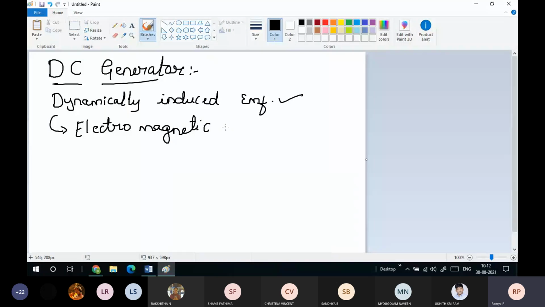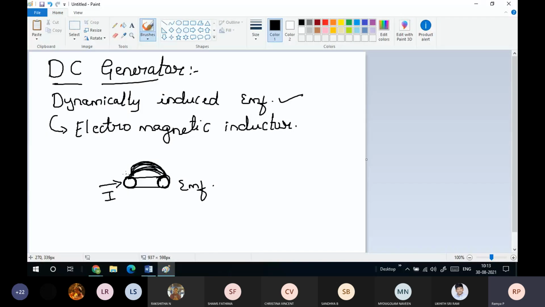Electromagnetic induction means, I will just take a small example. I take one coil, and this coil is given some energy. I pass the current. As soon as I pass the current, what happens? The magnetic flux lines will be there, and the EMF will be induced because of this conductor carrying a current and the magnetic flux lines.